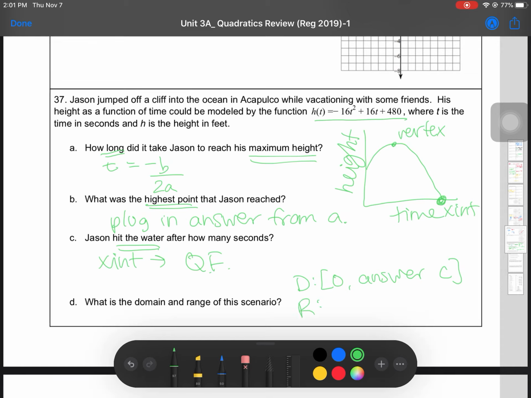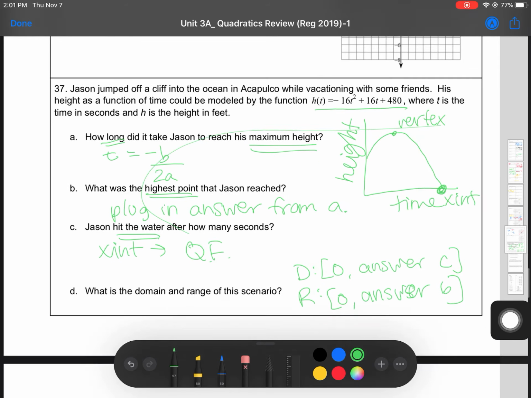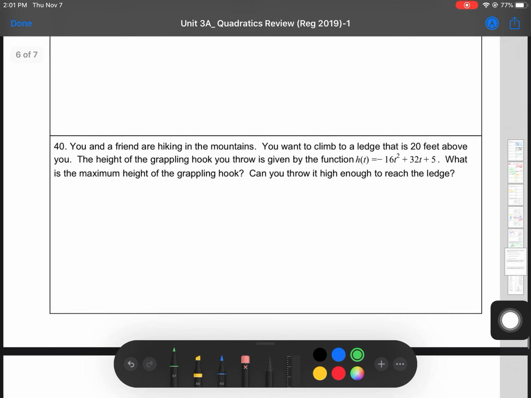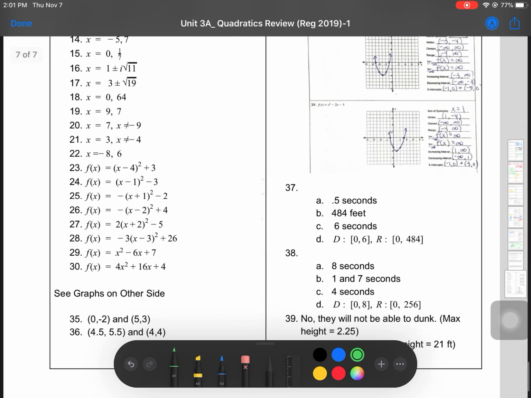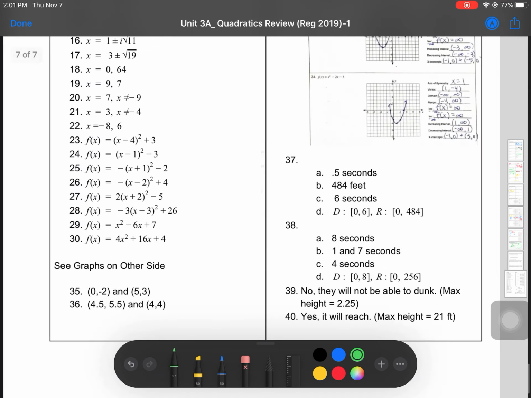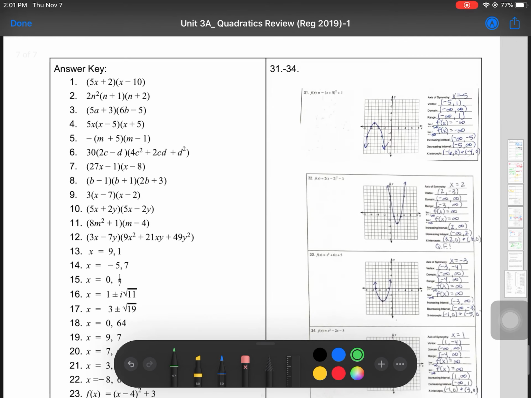For your range, the lowest he got is the water, so that's 0. And the highest, again, is the answer to B. That's that maximum height that he reached. So you will have to use your answers from these to get your answer for D. Okay, the rest of them work very similarly to that. Again, please, as you go through, make sure you are actually checking your answers using the key provided to you.